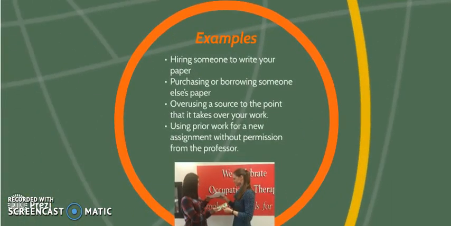Some other examples include hiring someone to write your paper, purchasing or borrowing someone else's paper, and overusing a source to the point that it takes over your work. Plagiarism also occurs when a student uses his or her prior work for a new assignment without permission from the professor. So what might this look like?